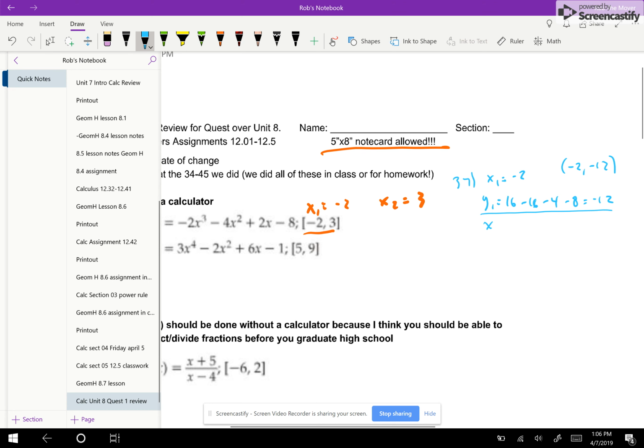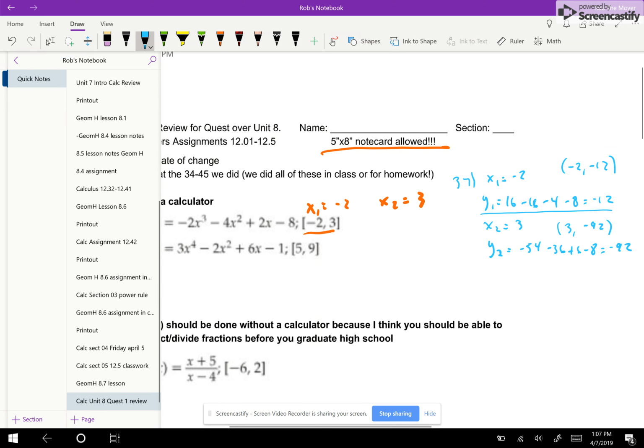Okay. My second x value is 3. So my second y value is 27 times -2 is -54. 9 times -4 is -36. Plus 6 minus 8. What does that give me? -90 minus 2 is -92. So this is the point 3 comma -92. Again, you could do all that on a calculator by just plugging it in.